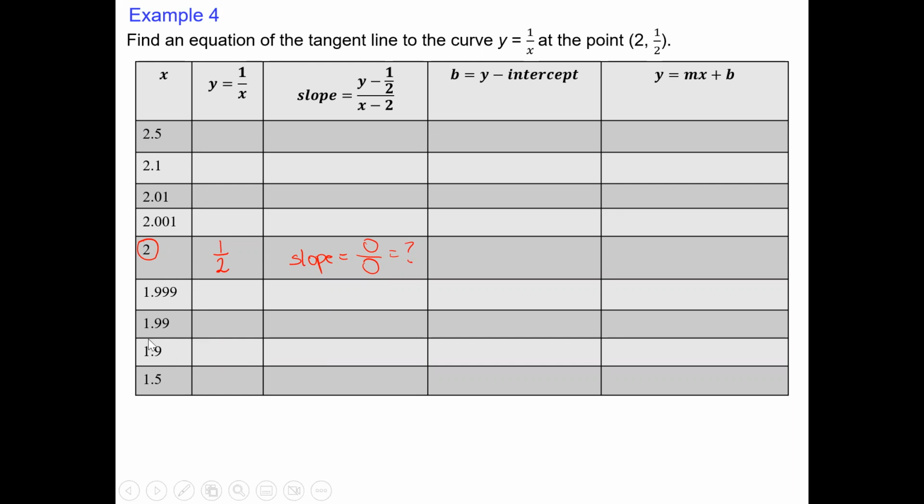We may do exactly the same thing on the left-hand side: 1.5, a little bit far away, 1.9, 1.99, 1.999, and even closer. Based on all of these values, especially the slope, we will try to approximate. I just put 0 over 0, but we know that it's not exactly 0. We're doing these limiting values with arbitrary small numbers, tiny numbers, but not 0. And we will get a finite number.